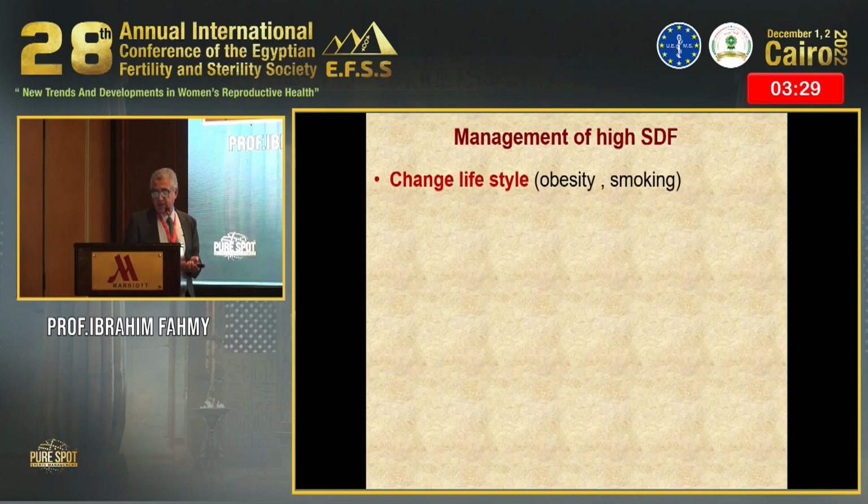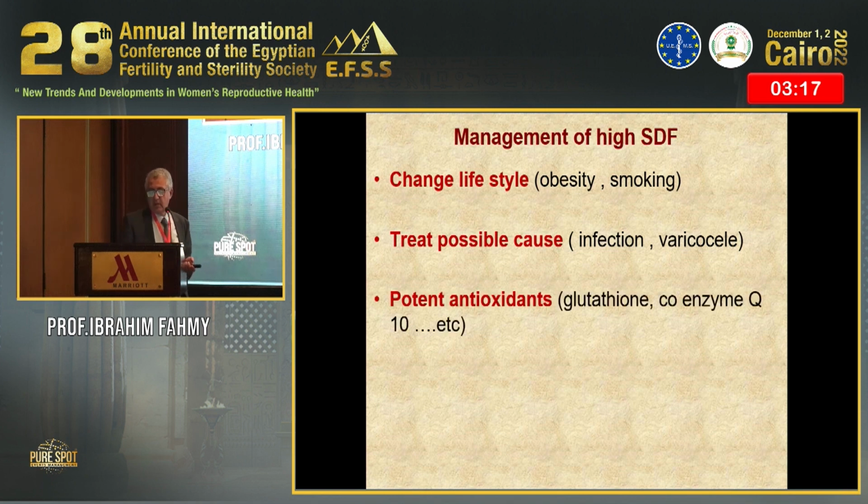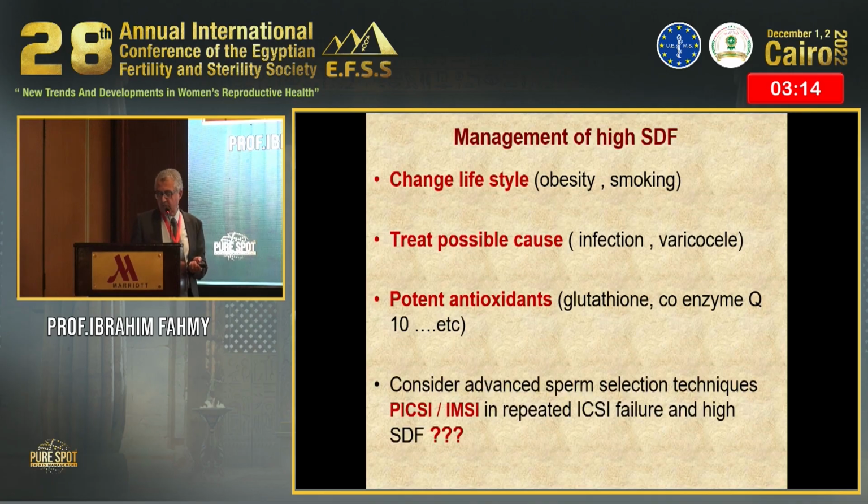What is the management of high sperm DNA fragmentation? Change of lifestyle is essential: control obesity and stop smoking, and treat the possible cause if possible. We can give potent antioxidants, as we said in the previous lecture, but they may not be effective because there is little evidence that they are beneficial. We can consider some sperm selection techniques during ICSI, like PICSI and MACS, but it is still strongly doubtful that these will help the patients.